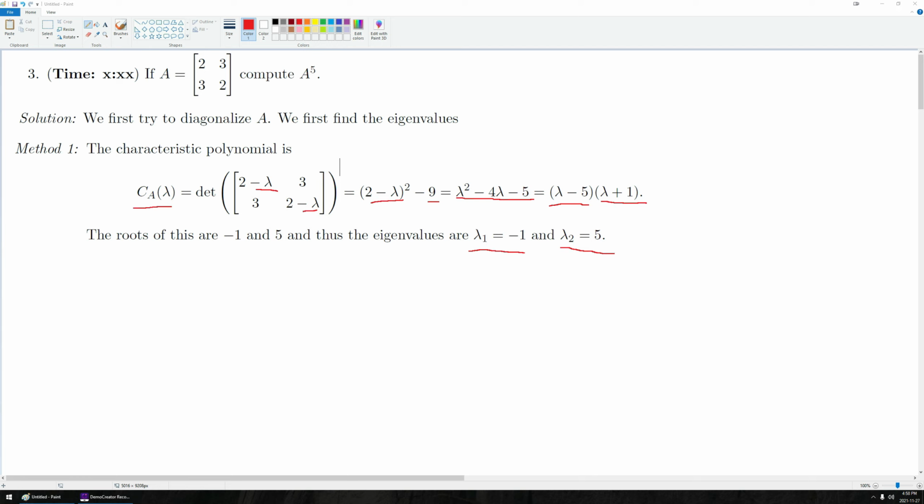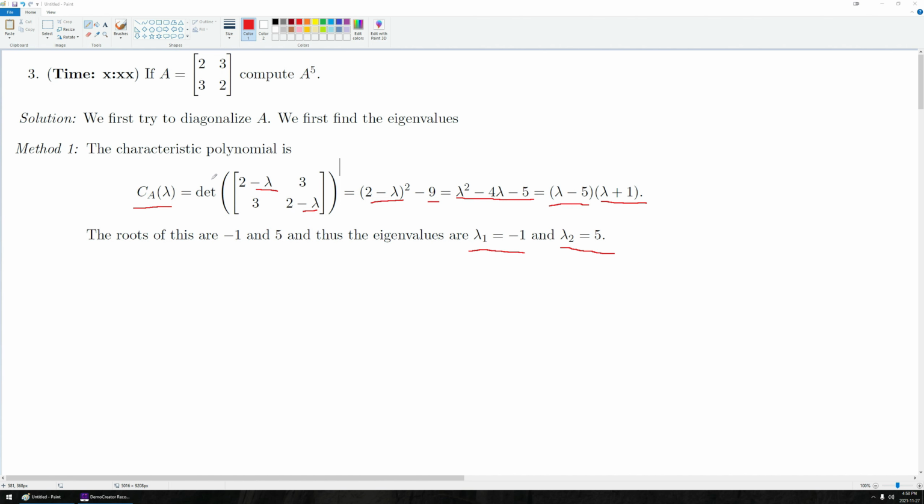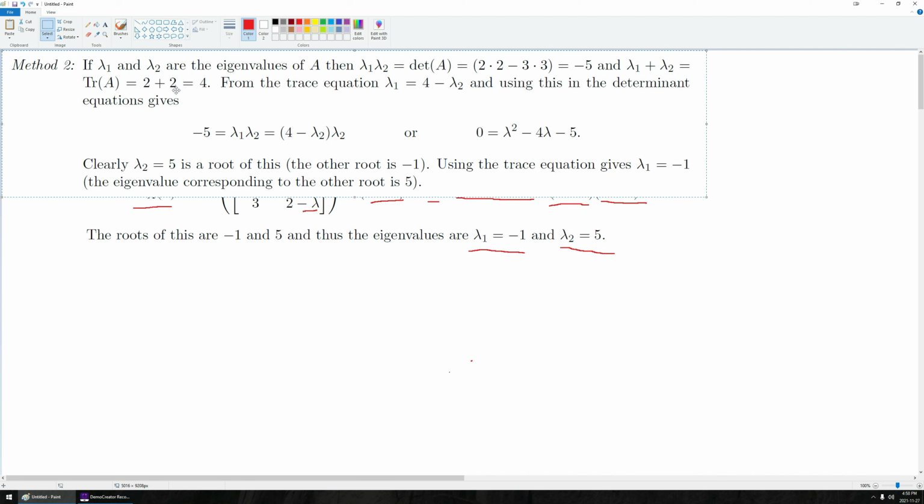Since we've recently introduced the idea of the trace, and we've talked about the determinant being the product of the eigenvalues and the trace being the sum of the eigenvalues, let's show a different method that you could use to find the characteristic polynomial of a 2 by 2. This method can be generalized for higher sized matrices, but it's most useful for a 2 by 2.